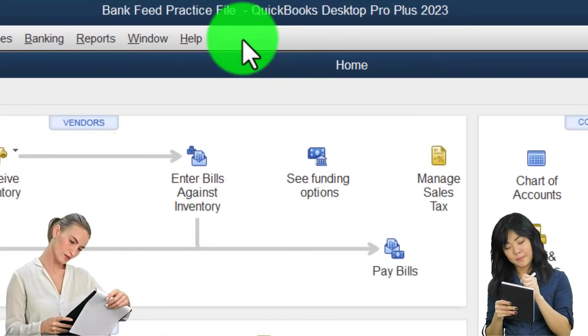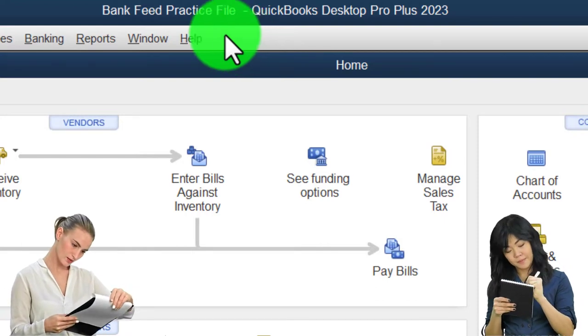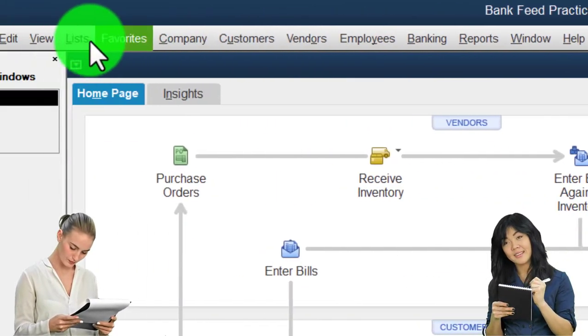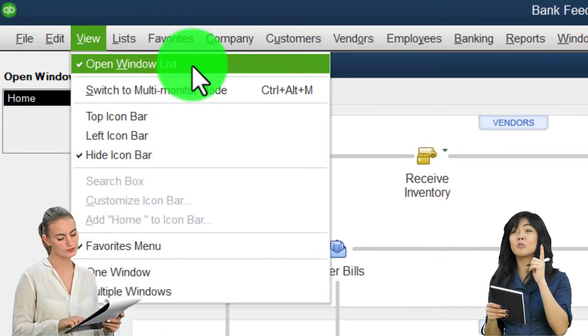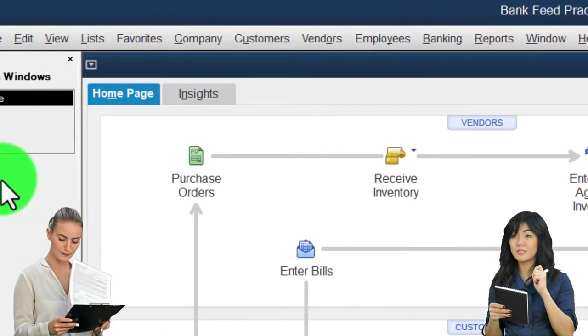Here we are in the QuickBooks Desktop bank feed practice file. We started in a prior presentation going through the setup process we do every time. In the View dropdown, we've got the hide icon bar, open windows list checked off. The open windows are open on the left.